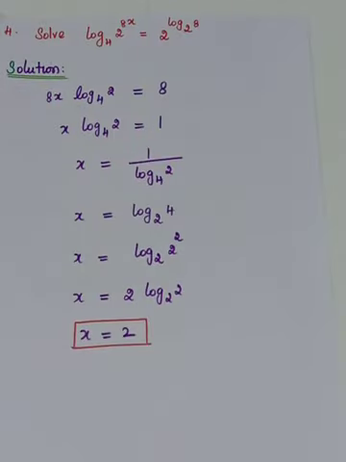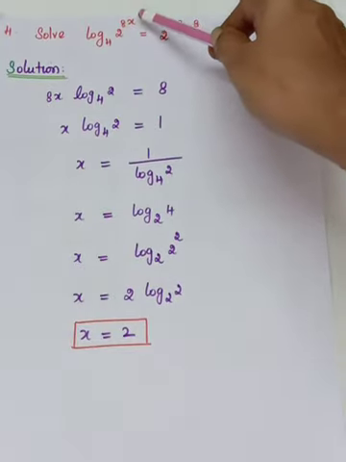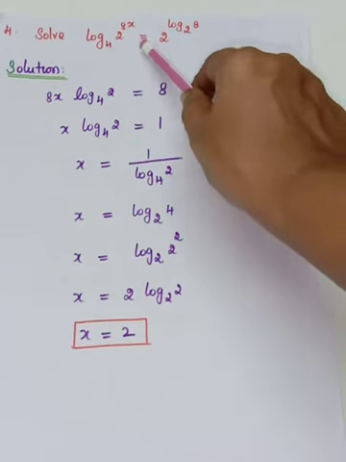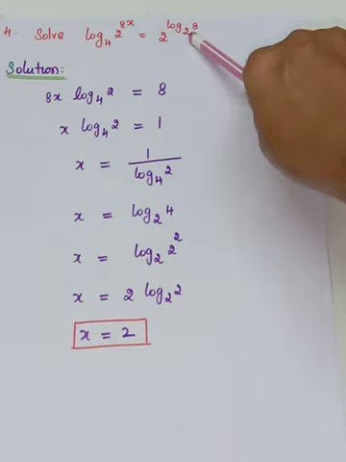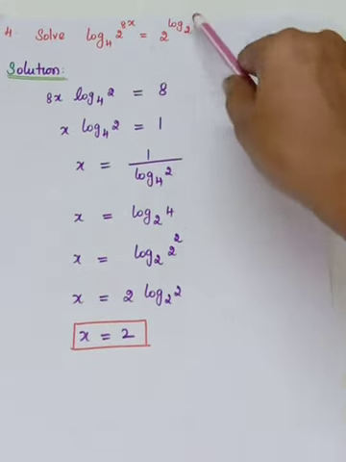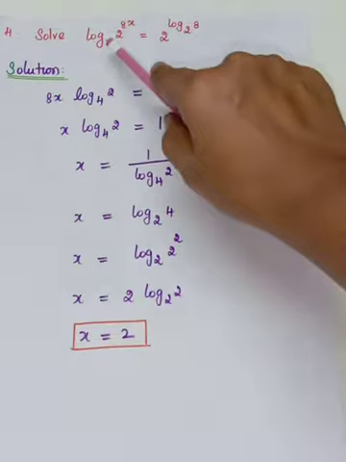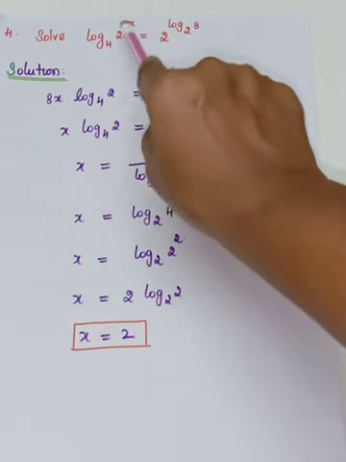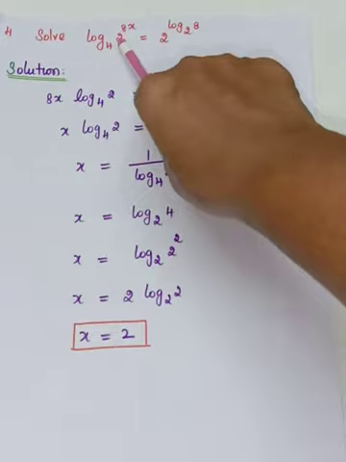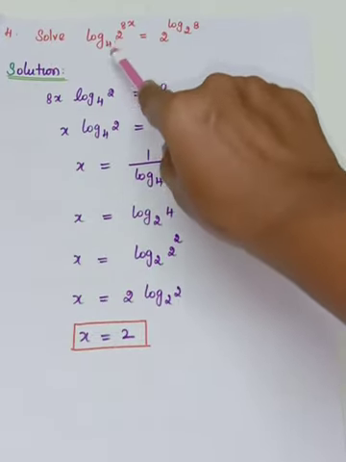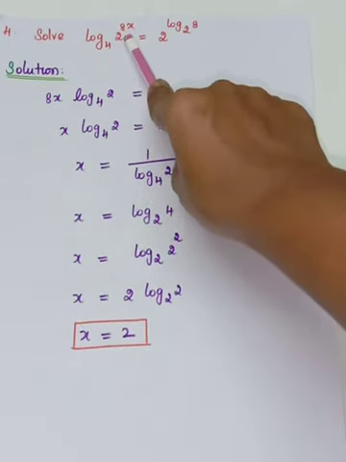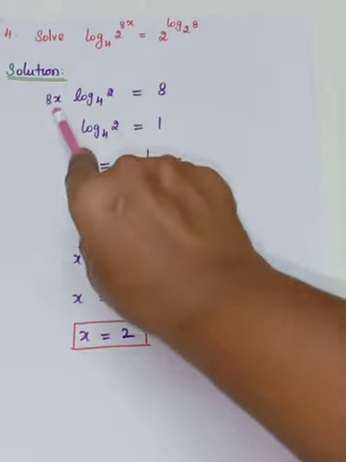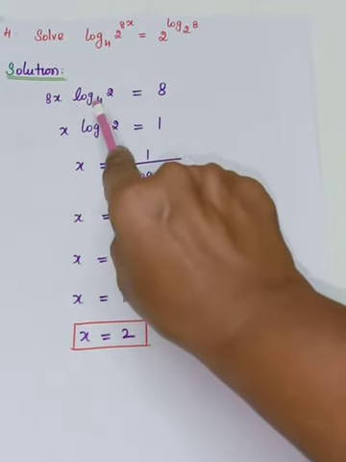Okay, come to problem number 4. Solve log 2 power 8x to the base 4 is equal to 2 power log 8 to the base 2. Okay, so here is the logarithmic function, here is the exponential function. You see that the logarithm base is 4, but the exponential base is 2. So what we have to do? We can't cancel 8x directly. So you can apply the power rule here. So this 8x will come to the front, 8x log 2 to the base 4.